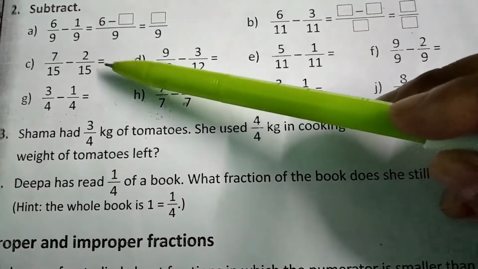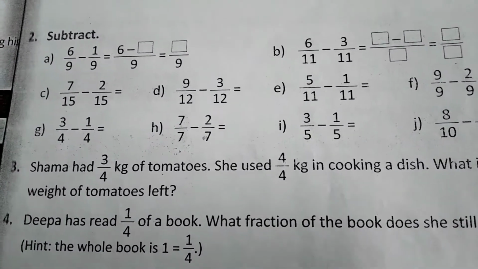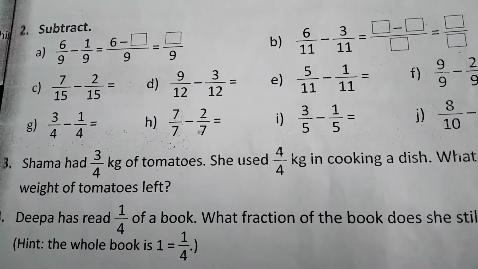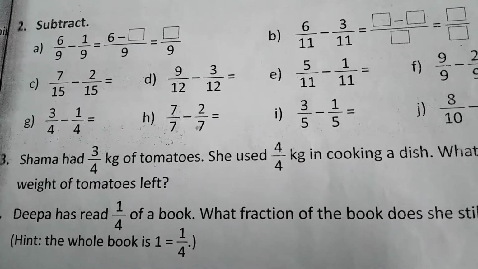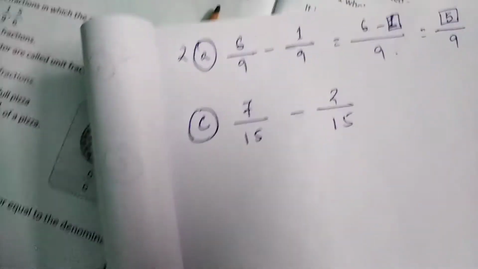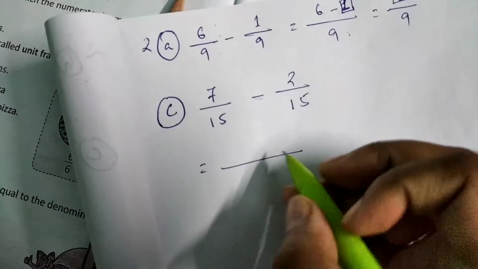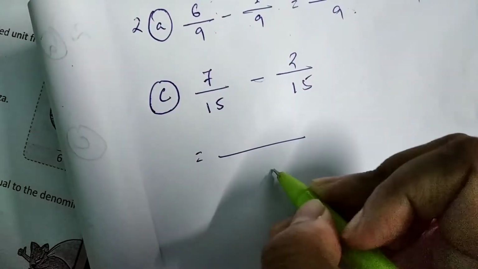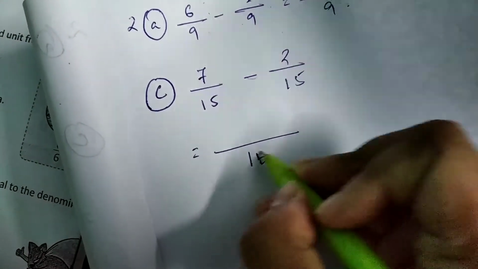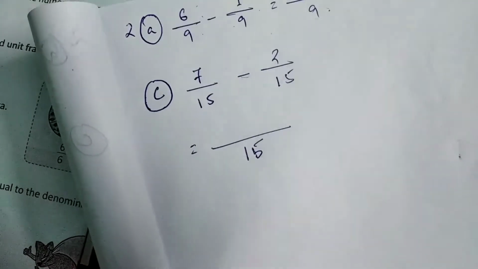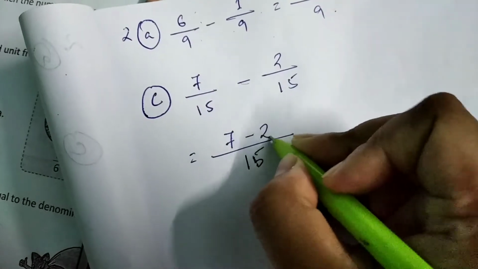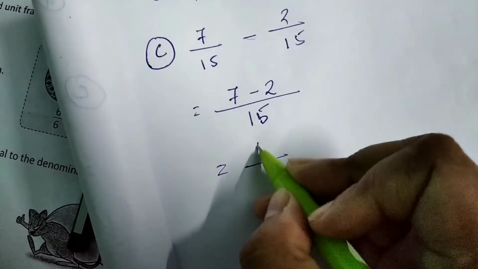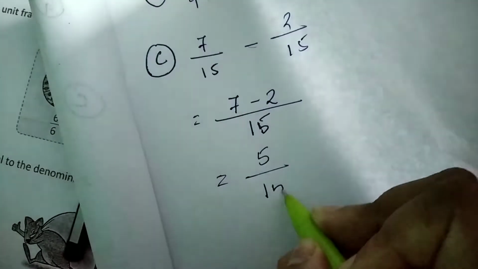So one more question I will do, number C. In question C, it's given 7 by 15 minus 2 by 15. So how will you do this one? Simple. The denominator will remain the same and you need to subtract this numerator. So 7 minus 2. 7 minus 2 is equal to 5 and this one will be 15.